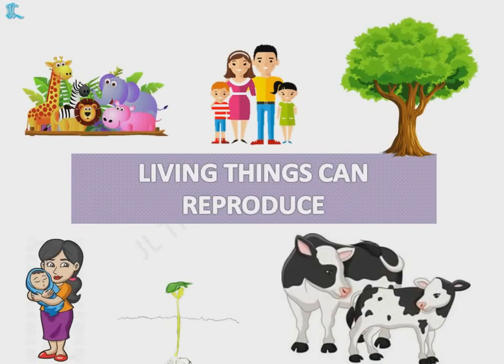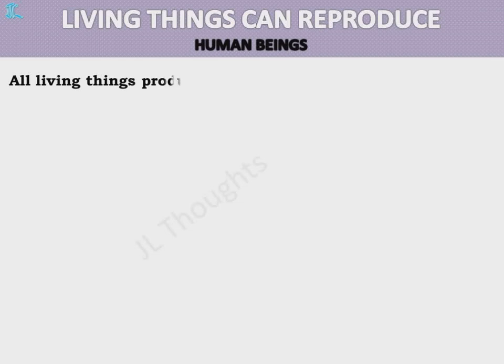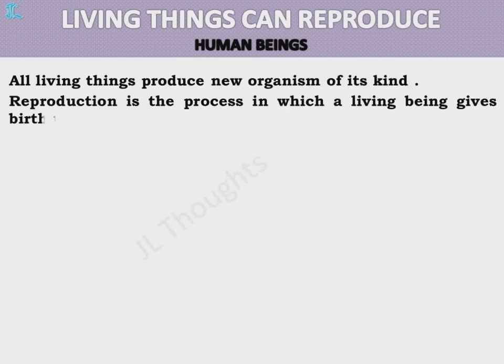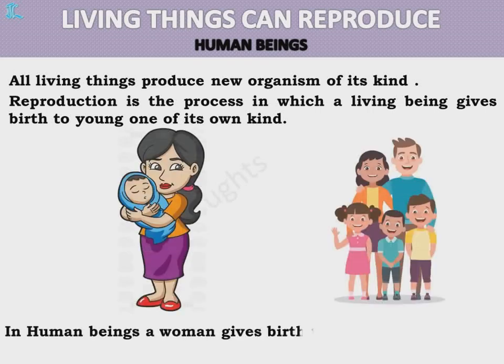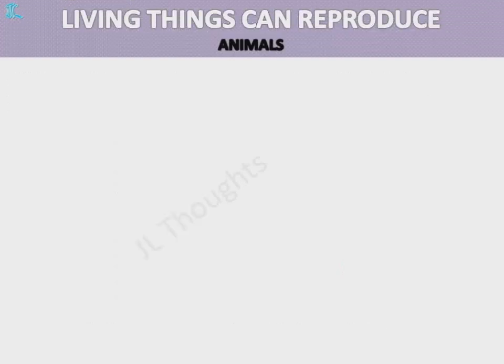Living things reproduce. All living things produce new organisms of their kind. That is, reproduction is a process in which a living being gives birth to young ones of its own kind. In human beings, a woman gives birth to a baby.